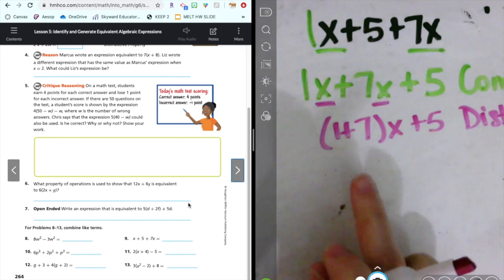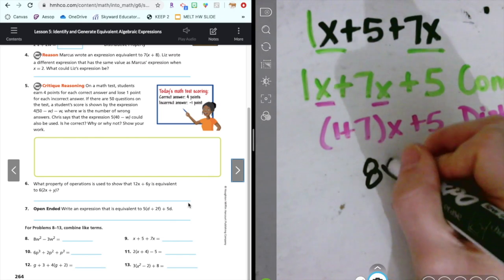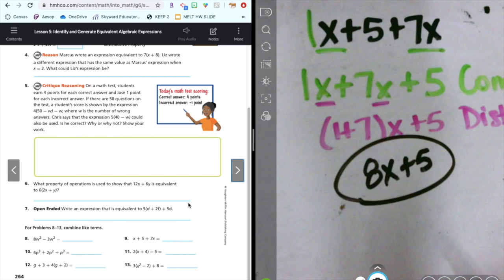Okay. Now I'm almost done. 1 plus 7 is 8. 8x plus 5. Okay, remember there's several ways to do this. As long as you end up in the same place, you're good to go.